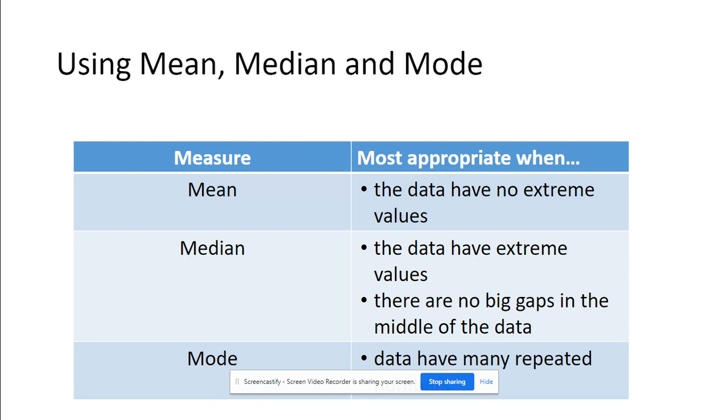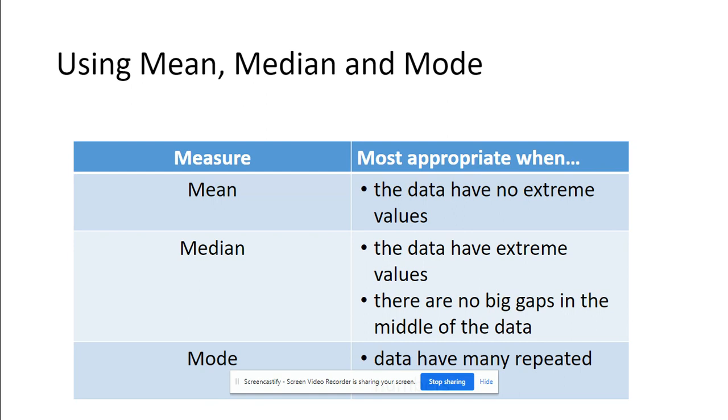So the mean is best used when the data has no extreme value. So when all the values are fairly clustered together, that's the best time to use the measure of a mean, which is adding all those numbers up and dividing by the amount of numbers that you have.